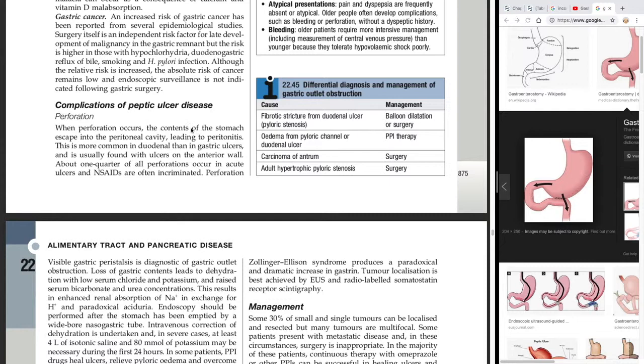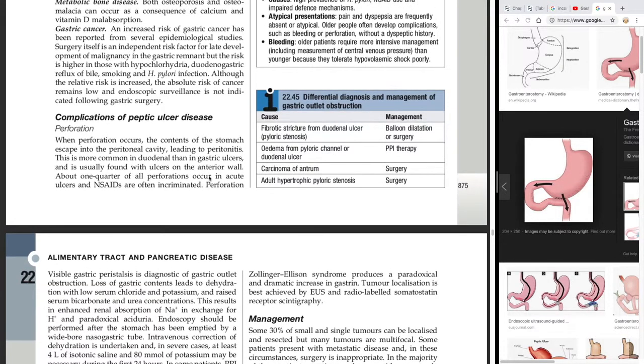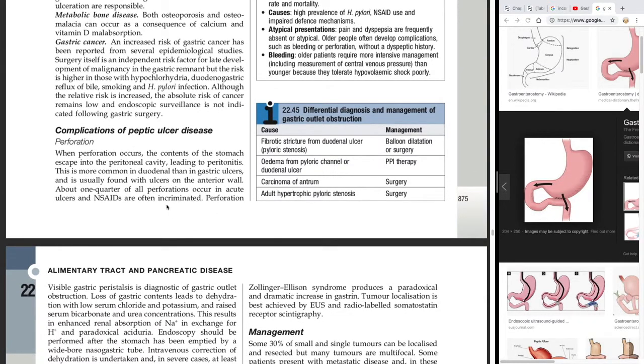So when perforation occurs, the content of the stomach escapes into the peritoneal cavity, leading to peritonitis. This is more common in duodenal than in gastric ulcers and is usually found with ulcers on the anterior wall. About 1/4 of all perforations occur in acute ulcers, and non-steroidal anti-inflammatory drugs (NSAIDs) are often incriminated as the cause.